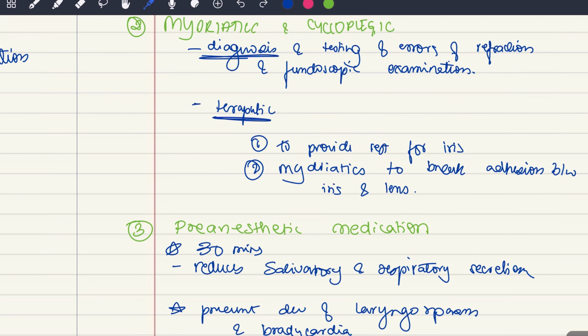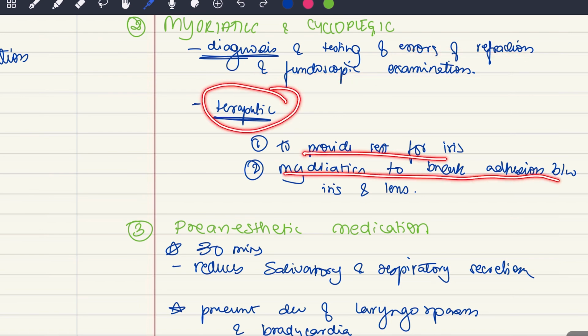Mydriatic and cycloplegic drug. In the diagnosis and testing of errors of refraction and fundoscopic examinations, in therapeutic uses to provide rest for an iris, and as a mydriatic to break adhesion between the iris and the lens.